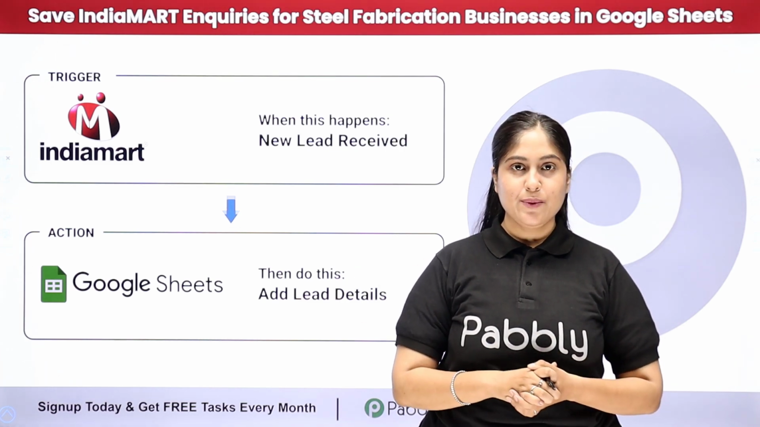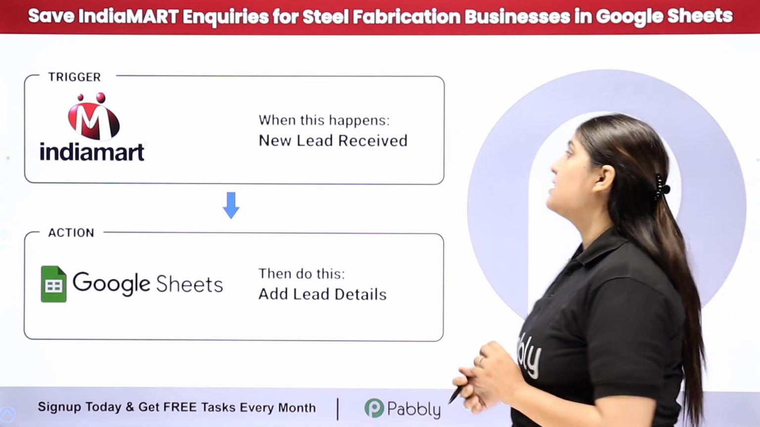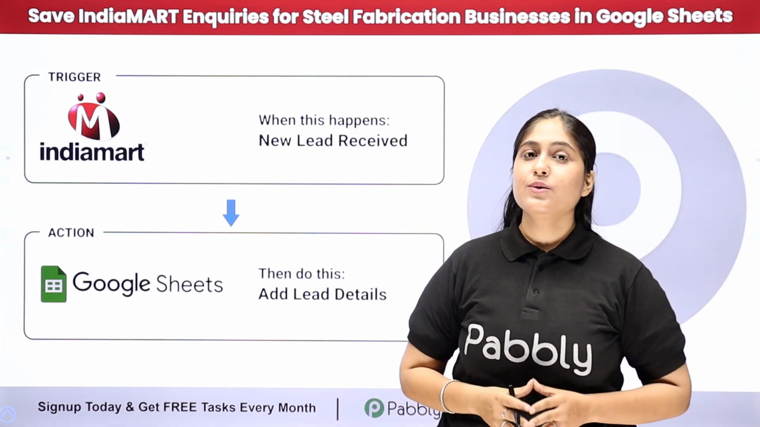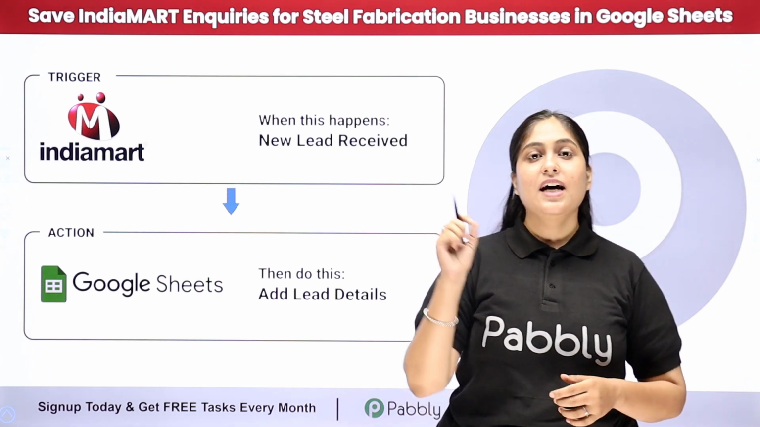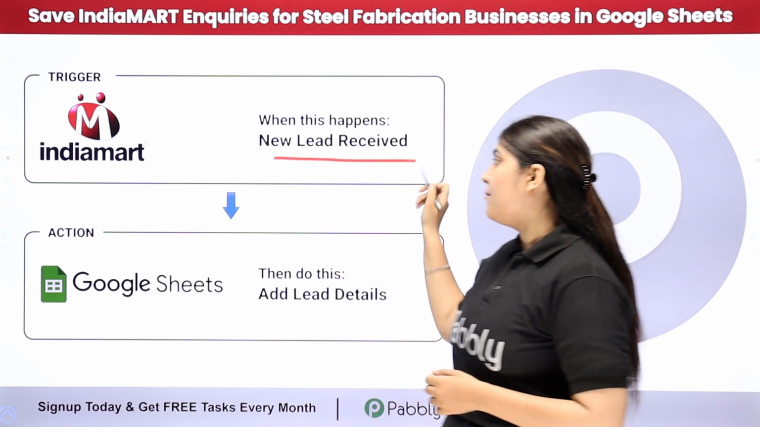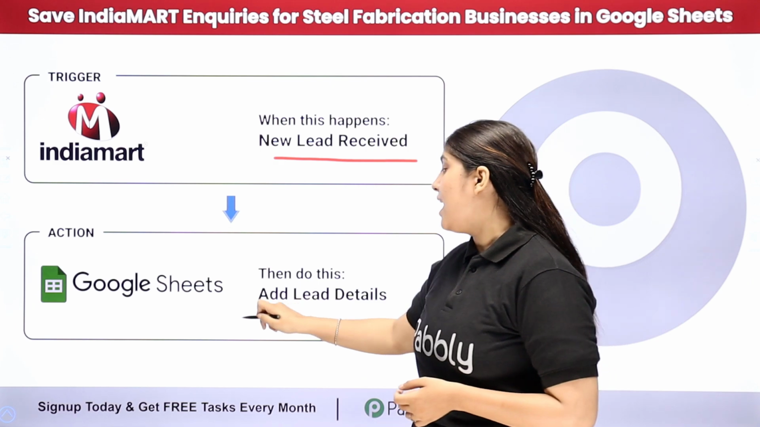In this video, we are going to understand how to save IndiaMART enquiries for steel fabrication business in Google Sheets. So as a business owner, I receive a lot of leads on my IndiaMART account, and here my objective is that whenever I'm going to receive a new lead through my IndiaMART, then automatically all the lead details should be added over here in my Google Sheets as a new row.